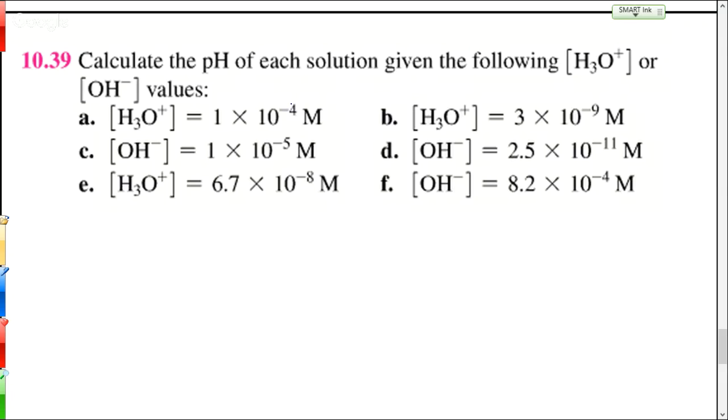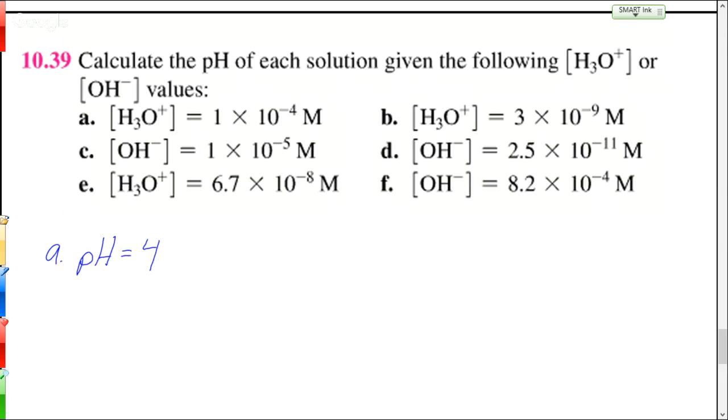All right, so let's look at that first one. The hydronium ion concentration is 1 times 10 to the minus 4 molar. So what's the pH? 4, right. We just look at that exponent, and that's the pH.